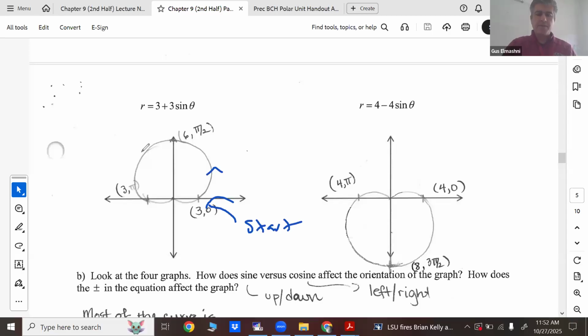And we're going like this. And we touch the pole at 3 pi over 2, because sine 3 pi over 2 is -1, and 3 minus 3 is 0. So we touch the pole.